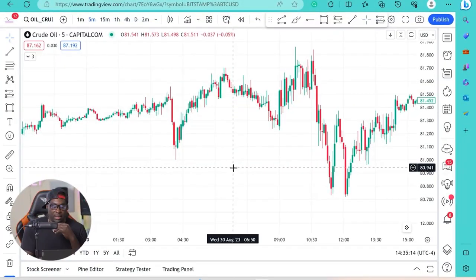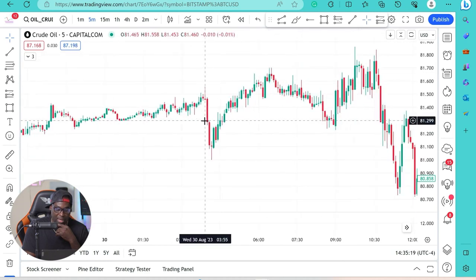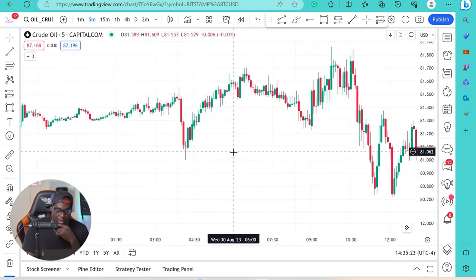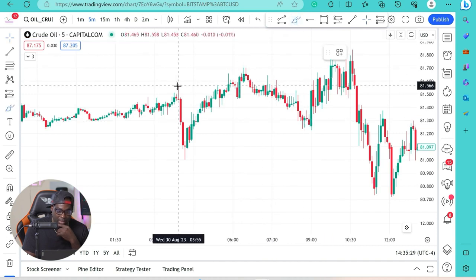So let me show you guys some examples so this can actually make sense to you guys. So right here, guys. So we have the market trending to the upside. And notice how we have this pullback right here, right? And then the market went up, gave you another pullback down here, right? So we have these deep pullbacks.